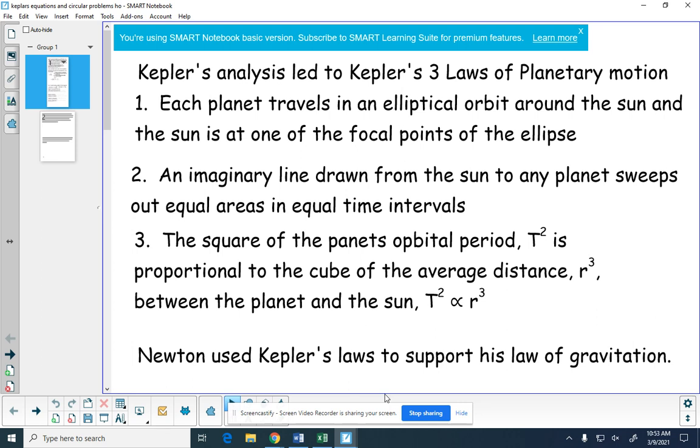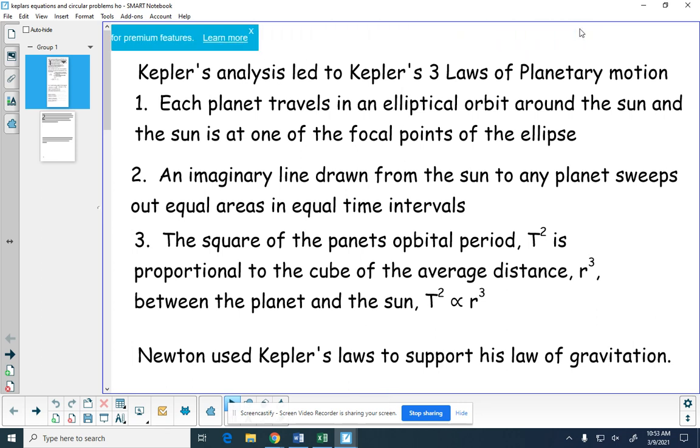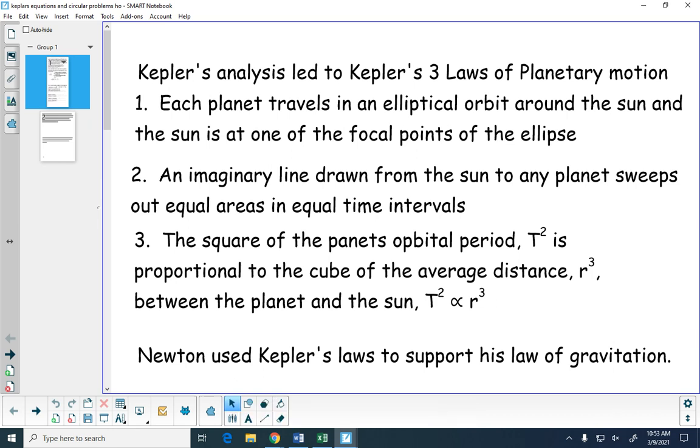Kepler's third law is analysis of planetary motion by Kepler. What he came down to was each planet travels on an elliptical orbit around the sun. The sun is the focal point of the ellipses. An imaginary line drawn from the sun to any planet sweeps out equal areas in equal time intervals. The square of the planet's orbital period, T squared, is proportional to the cube of the average distance, r cubed, between the planet and the sun. T squared is proportional to r cubed.